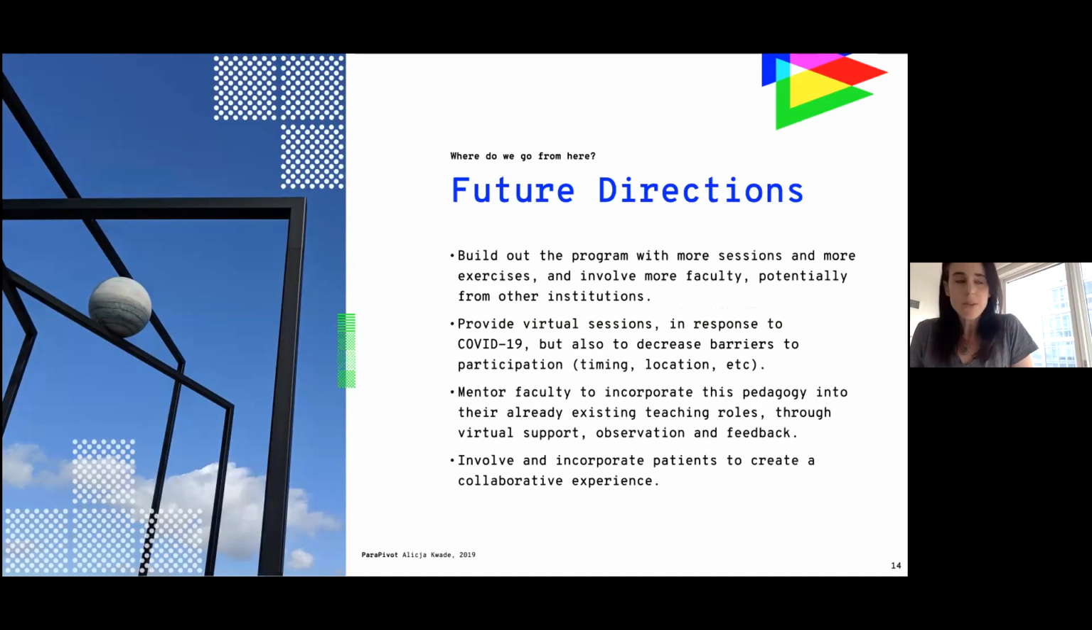It will allow people to say, okay, I wouldn't make it to the Met at 4 o'clock for this session, but I'm gonna be able to open my computer because I just finished my notes at the hospital and I can do it there. We wanna mentor faculty to incorporate this into what their already existing teaching responsibilities are.